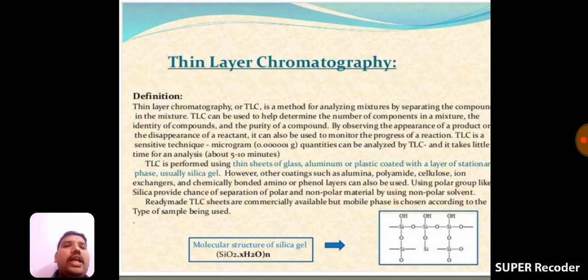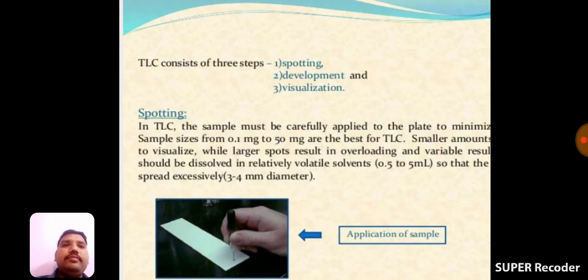So, the molecular structure of silica gel is like that: SiO2·xH2O, silica. Okay, silica gel structure. Once observe the silica gel structure. This is the definition of thin layer chromatography. What is the stationary phase used in thin layer chromatography?